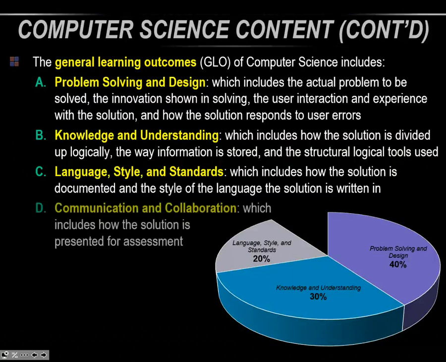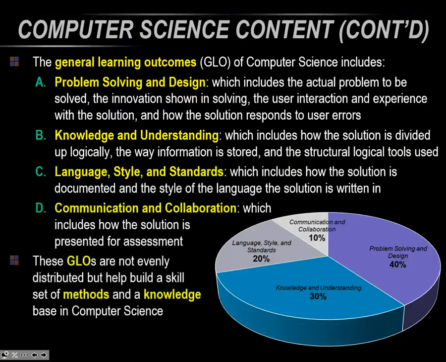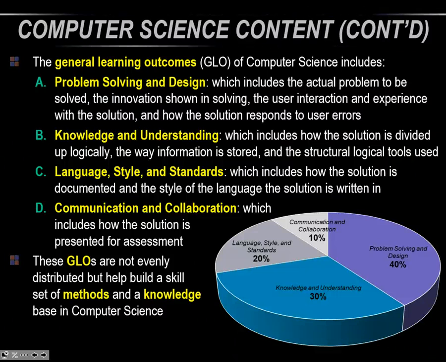And then finally, communication and collaboration. If you're going to create a solution, you're going to need to communicate that to me. So that's a big part of your mark, is how well did you present your solution to me. This is all a bigger part of the general learning of this. It's a general learning outcome. But you'll see in the practical sense when we get into the course, this is how it all fits together to put methods and knowledge together in computer science.